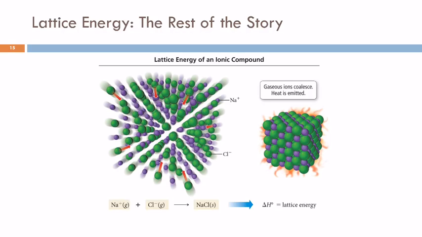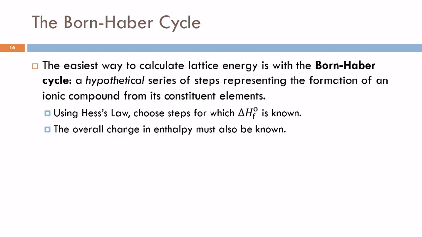It's like rolling a boulder down the hill. You don't have to do anything to get it to go to the bottom. It'll do that naturally because it's lower in energy. And so that amount of energy that's released here is called the lattice energy. Well, it's very difficult to measure lattice energy.